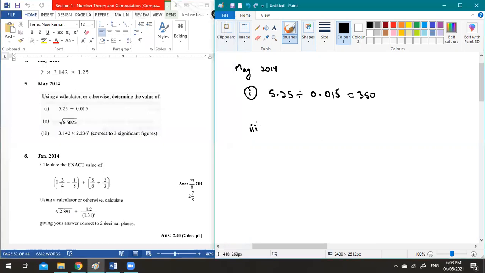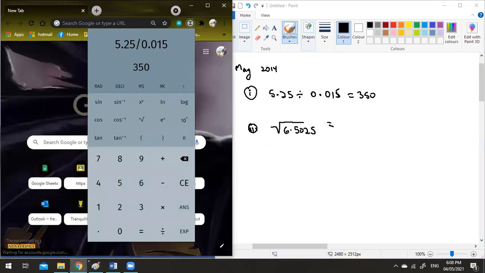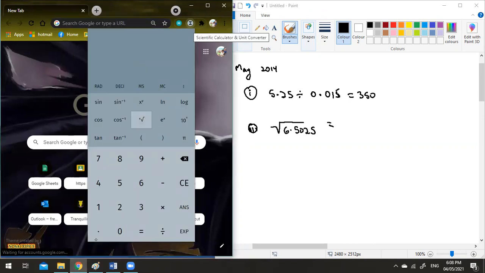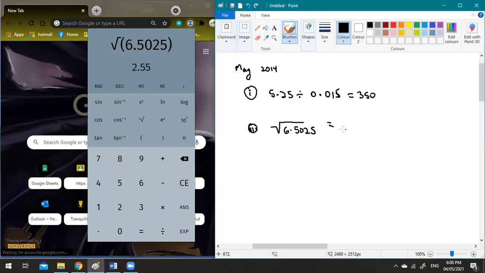Part 2, square root 6.5025, and then the calculator, and the square root sign here. So you click on the square root sign, 6.5025 equal 2.55.